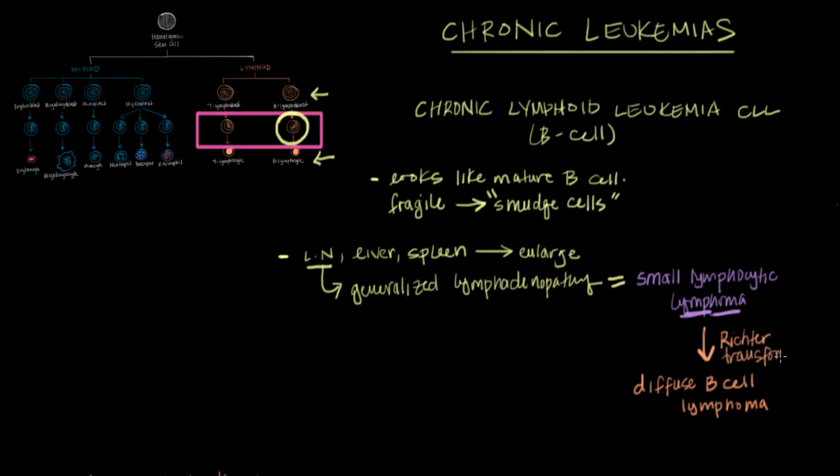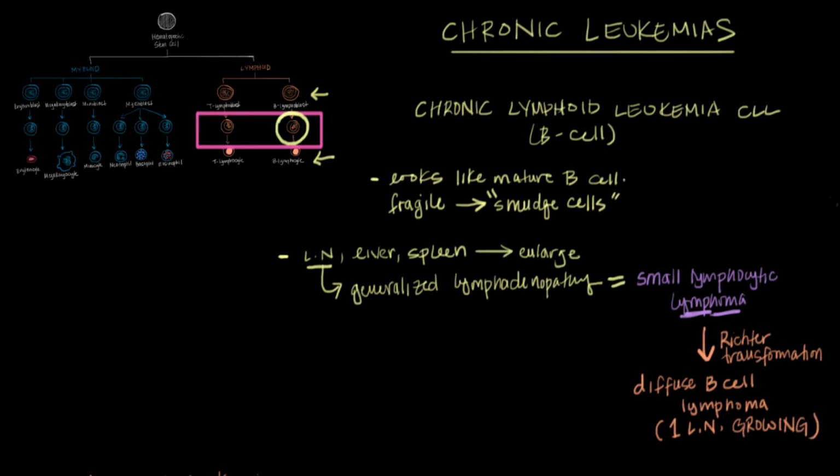transformation. So in a patient who has CLL, you may see generalized enlargement of the lymph nodes throughout the body. And after some time, you may see that one lymph node in particular starts getting very big. And that usually signifies that inside that lymph node, there's been a transformation to a diffuse B-cell lymphoma.